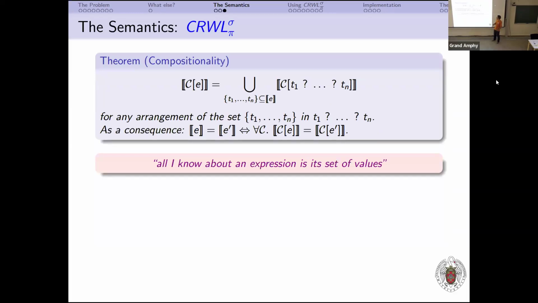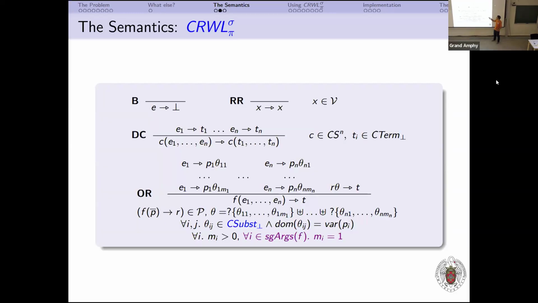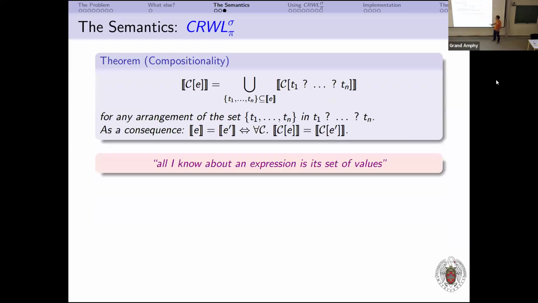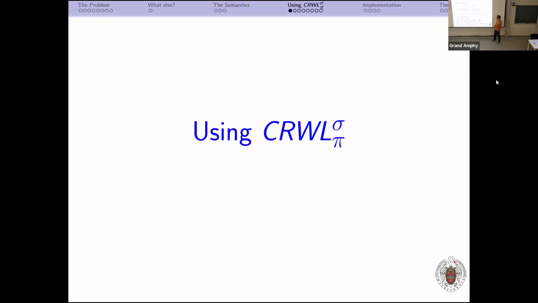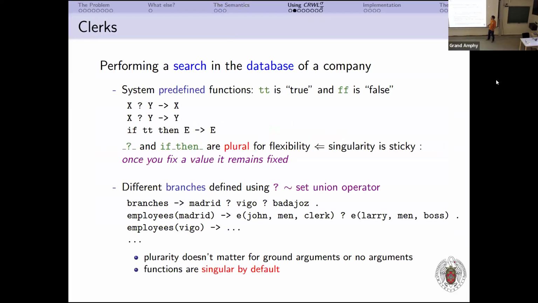I didn't say it, but we call this semantics CRWL sigma pi, round sigma pi. And it is compositional. So nice. When all functions are singular, they behave as the singular semantics. If all are plural, they behave as plural, as expected, right? So I want to show you some examples which make it easier to understand.